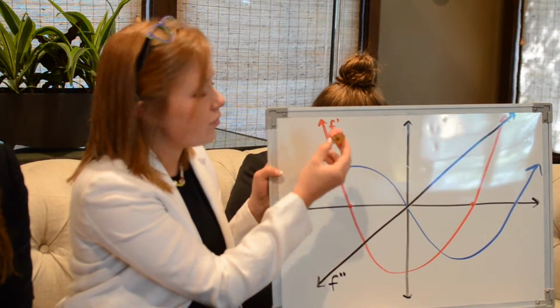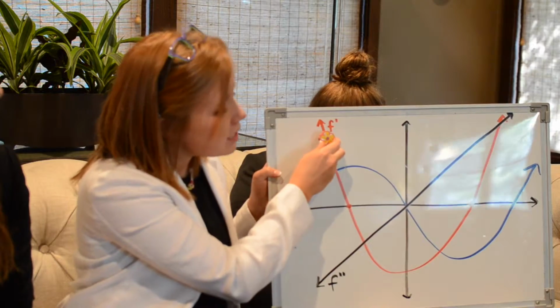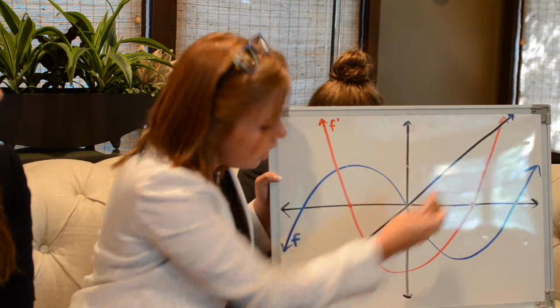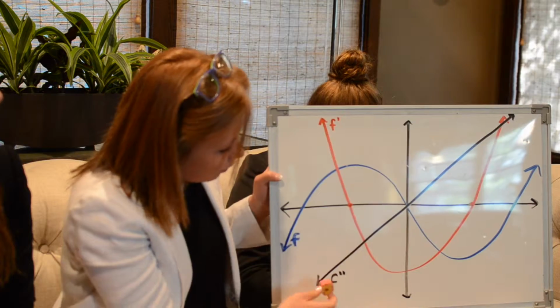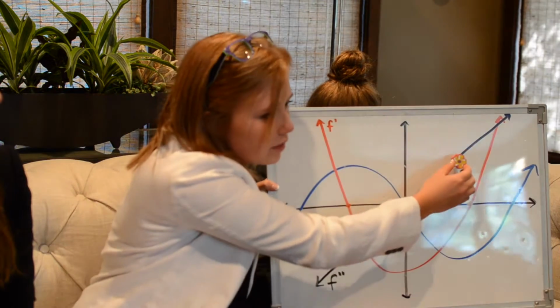And now, if we take the flower and move it to F prime, you can see that F prime is a consistent curve. And this you can see through F double prime, which is continually increasing.